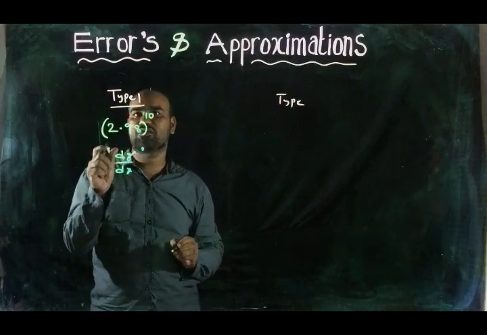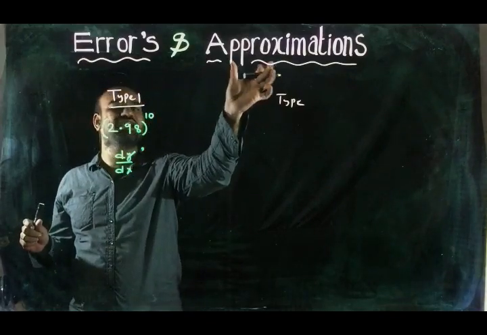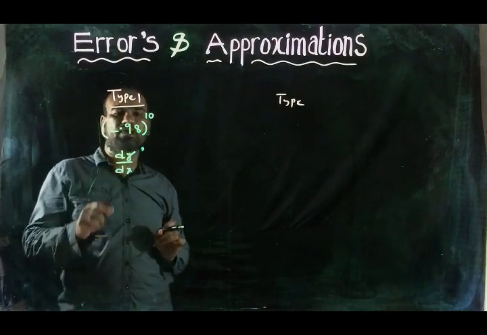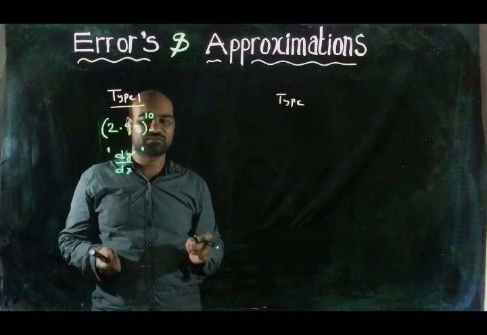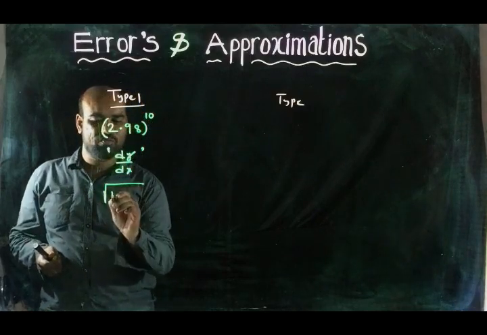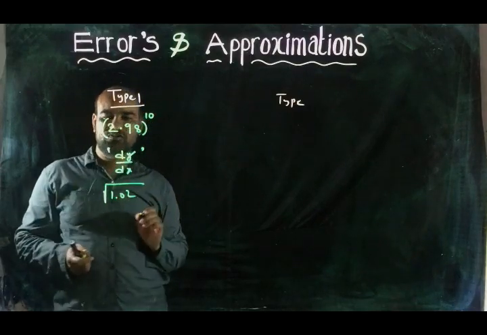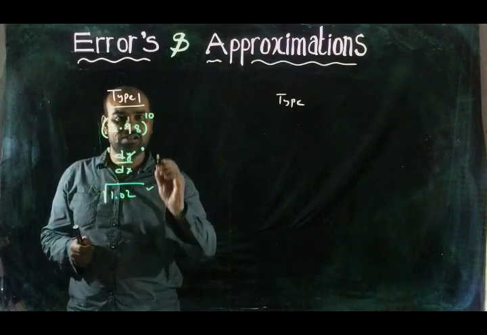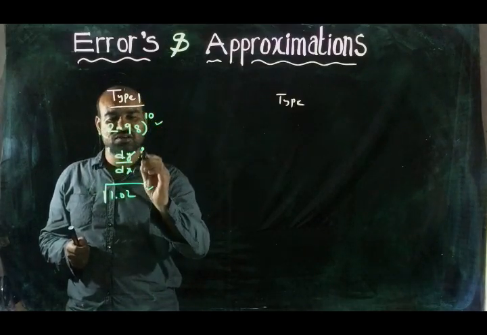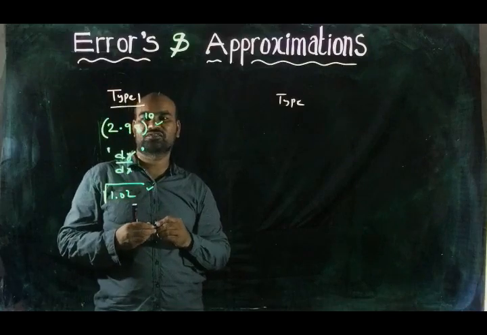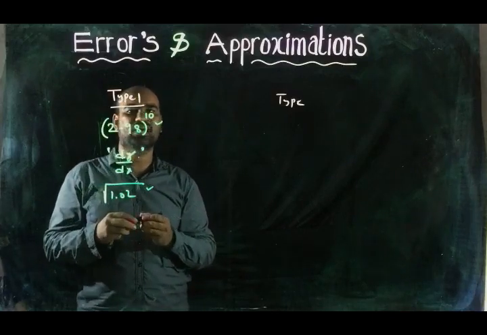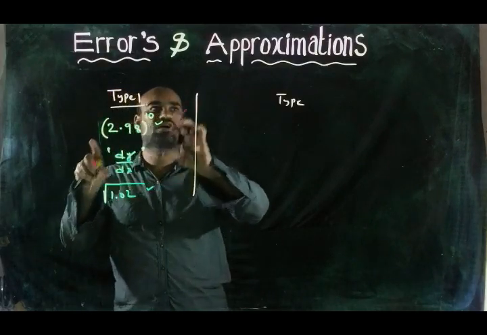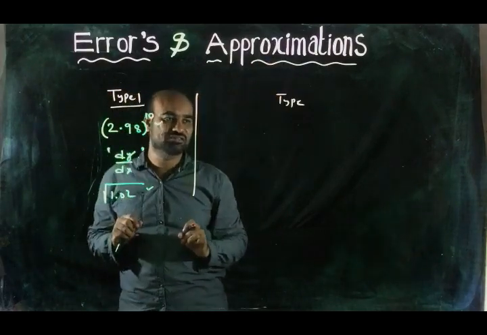In a type 1 problem, you can find the approximate value of this type of expression, 2.98 whole power 10 or something, or root over 1.02 approximately. How can you find this value and this value? By using dy by dx. Okay, this is one type of problem in this chapter. This part belongs to approximations.